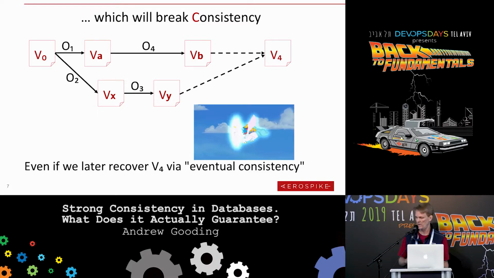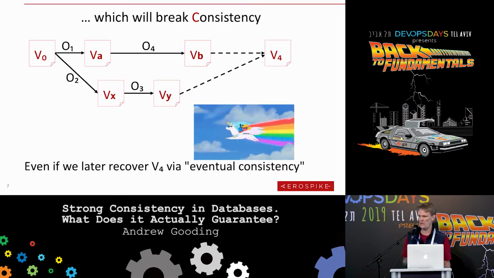So this graphic is the rainbow-powered flying unicorn. It's probably what got this talk into this DevOps meetup. I don't mean to imply that I don't believe in eventual consistency. It is a thing. But there's a lot of mythology surrounding it, so I'm going to spend a few slides explaining and talking about the mythology around it.